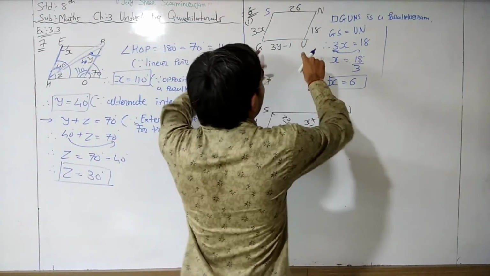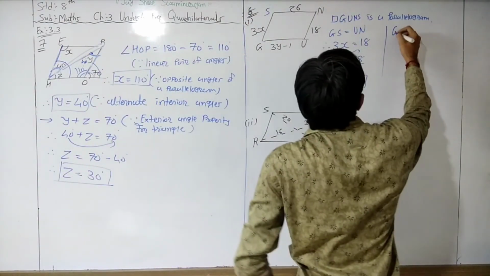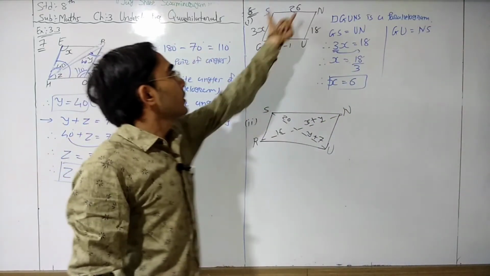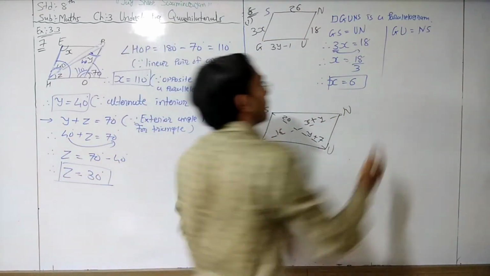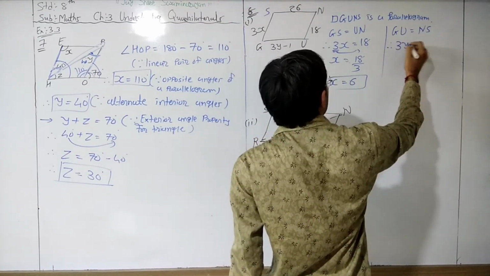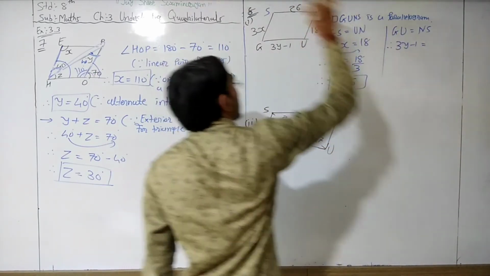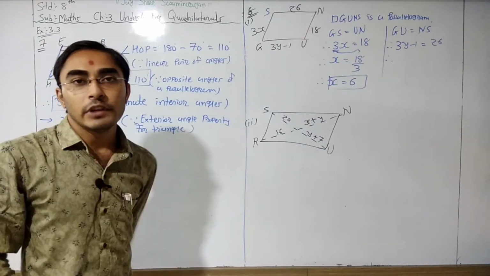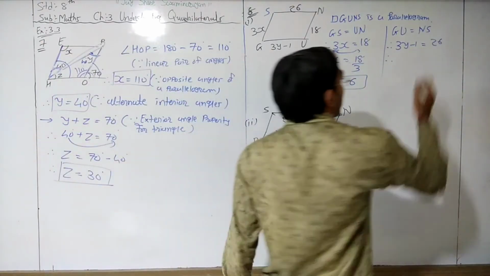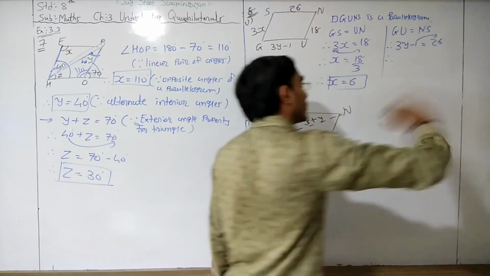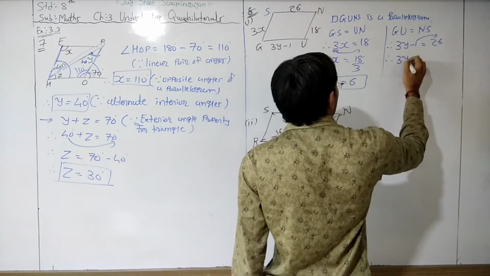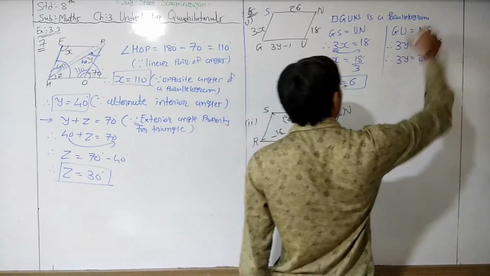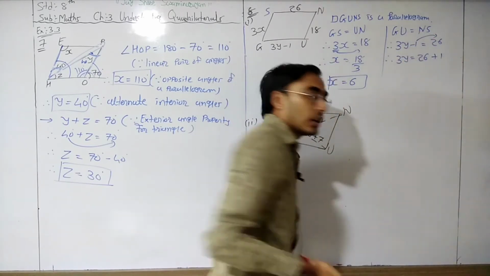So the other pair is GU equal to NS. GU is 3y minus 1 and NS is 26. Now from here we can find the value of y. For that, first of all transfer this 1 to the right hand side. So here 3y minus 1 equals 26. If we transfer this minus 1 to the right hand side, it becomes plus 1.